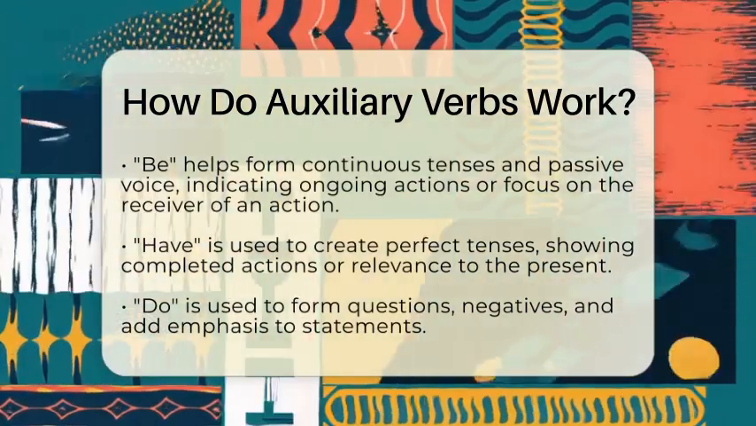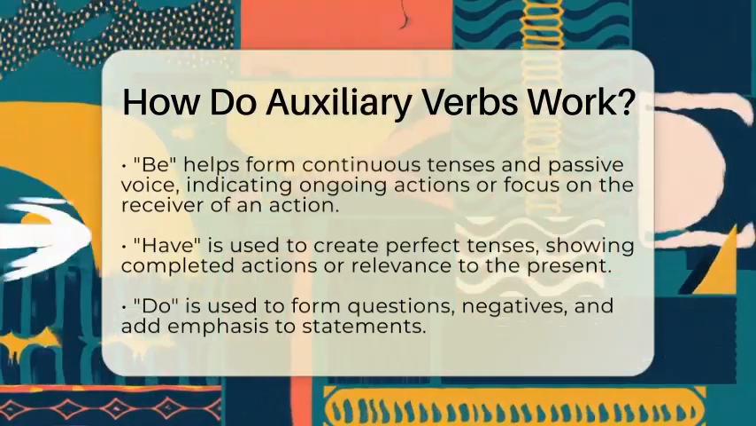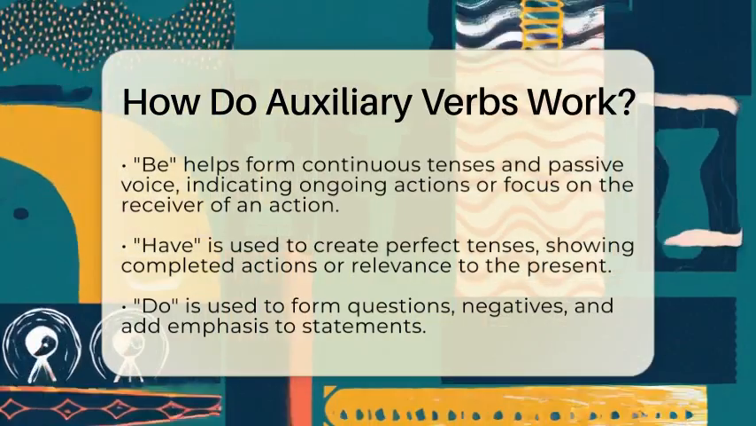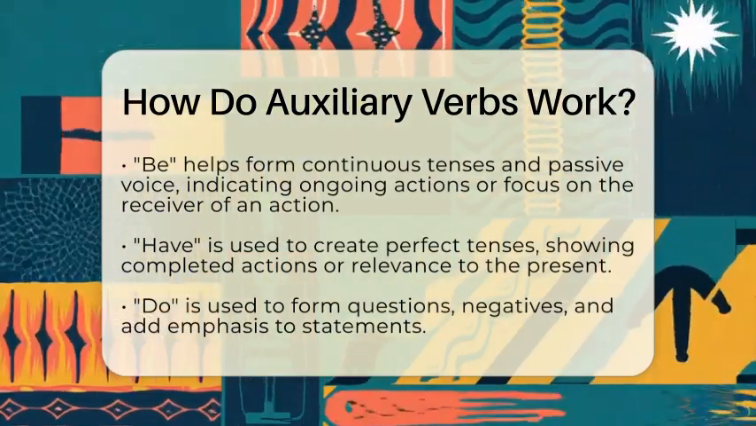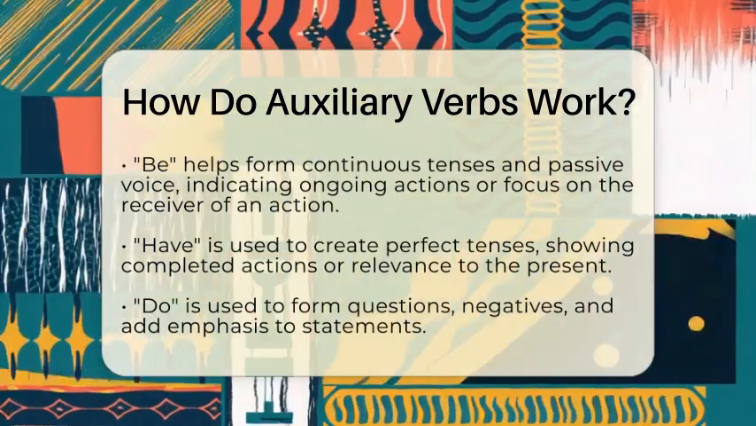Next is have. It helps form perfect tenses, which tell us about actions that are finished or relevant to the present. For example, they have finished their homework means the homework is done now. She had left shows an action completed before another past event.